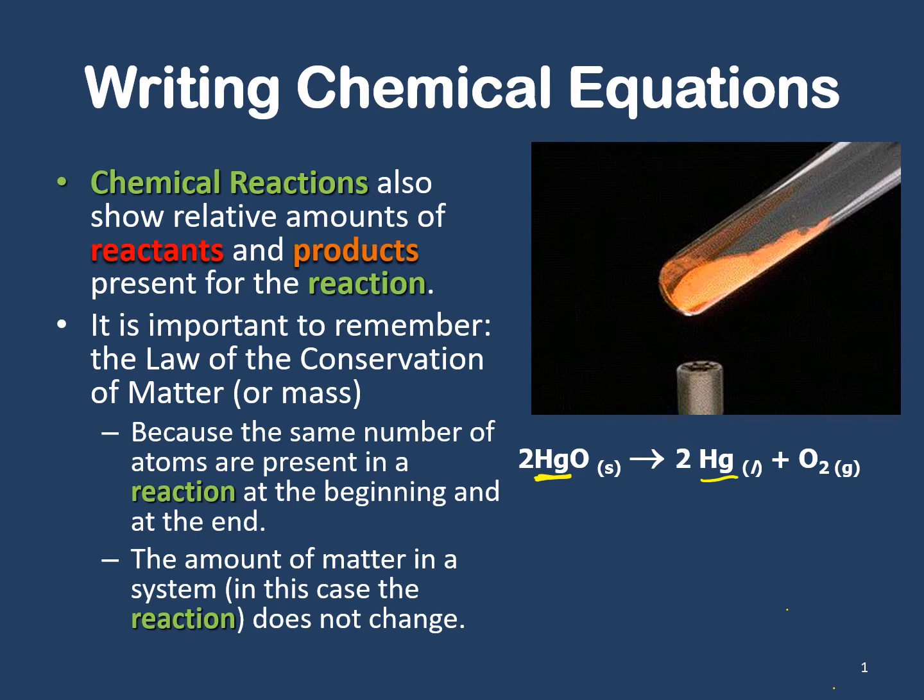Now, how can I do that? I can put a 2 in front of Hg, which will now give me two mercuries on both sides of the reaction arrow as well. So now if we count, I have two mercuries over here and two mercuries over here, and I have two O's over here and two O's over here. This is what it means to have a balanced chemical equation, to have the same number of each element on both sides of the reaction arrow. Now there are some guidelines for how we can do this, and we'll get to them on the next slide.